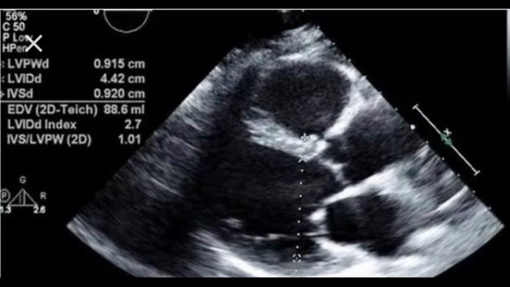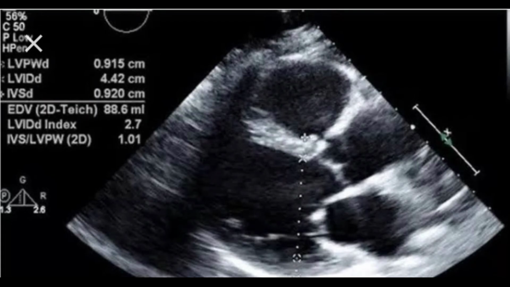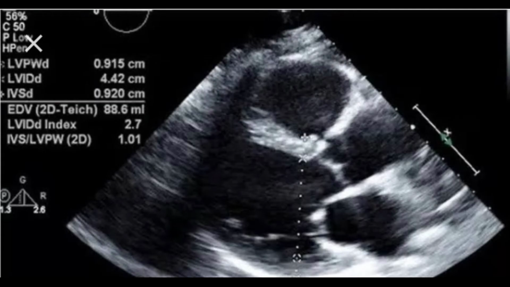What is stroke volume and cardiac output? Stroke volume means volume of blood ejected from the ventricle per beat, whereas cardiac output is volume of blood ejected from the ventricle per minute. The difference is that stroke volume means volume of blood ejected from the ventricle per beat, whereas the cardiac output is volume of blood ejected from the ventricle per minute.